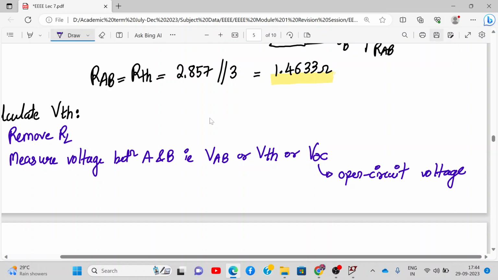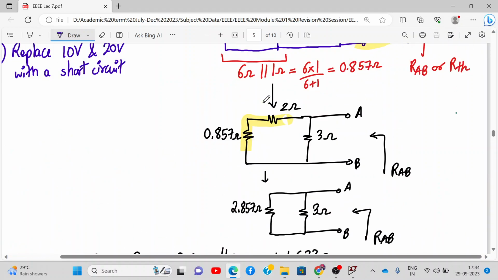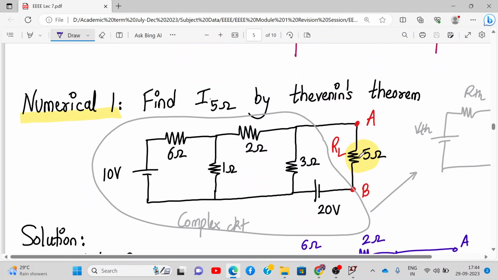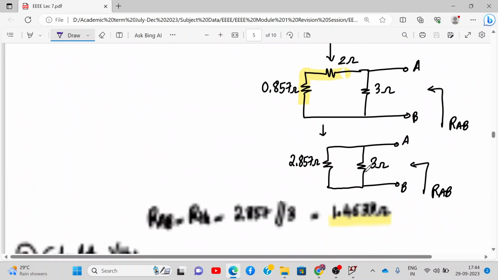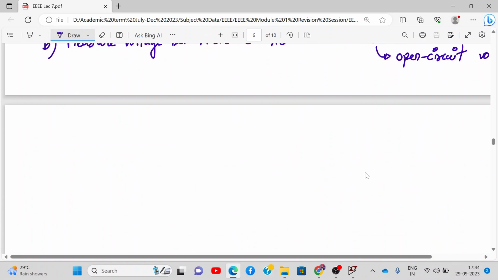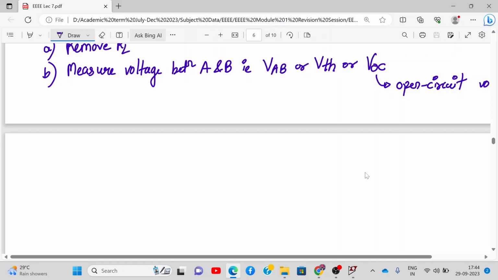So what we will do is, we will go back to the circuit. We have to just replace the load resistance. We'll remove it and we'll just keep A and B terminals open. So let me redraw the circuit and show it to you. Okay. So what we did is, we need to remove RL. So I'm drawing the circuit over here again.